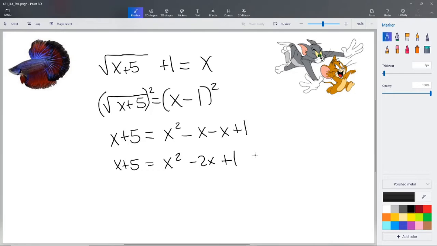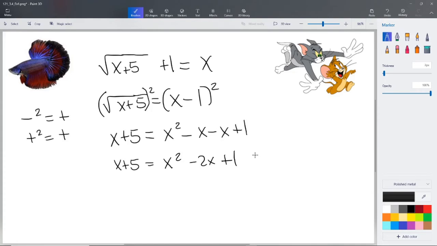Now, this is probably a point where we need to bring something up. When we square both sides, we have a potential for some chaos to happen. And that is, if you remember this, a negative value squared gives us a positive number, and a positive number squared also gives us a positive number.